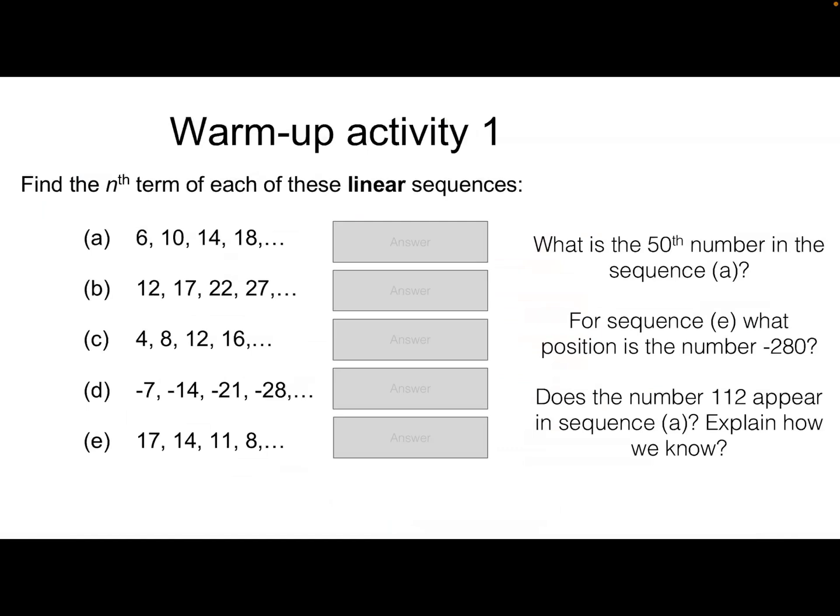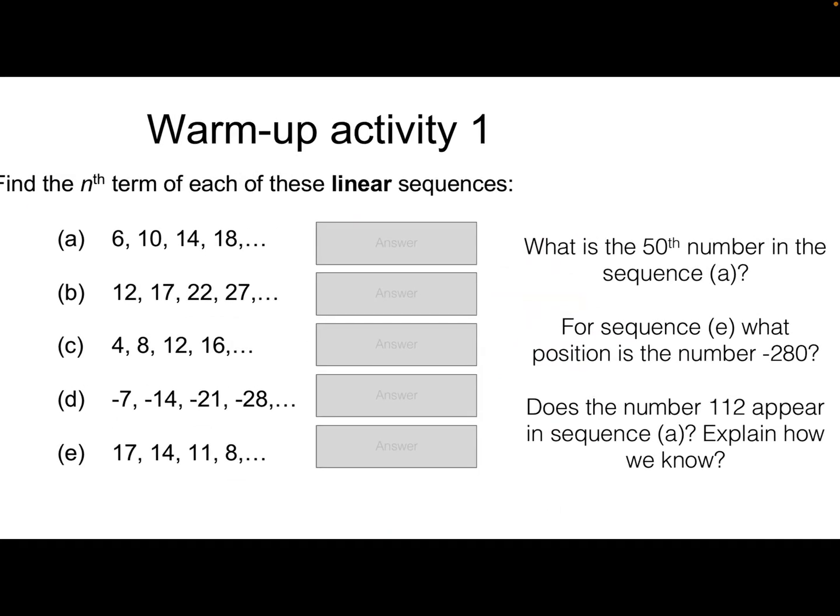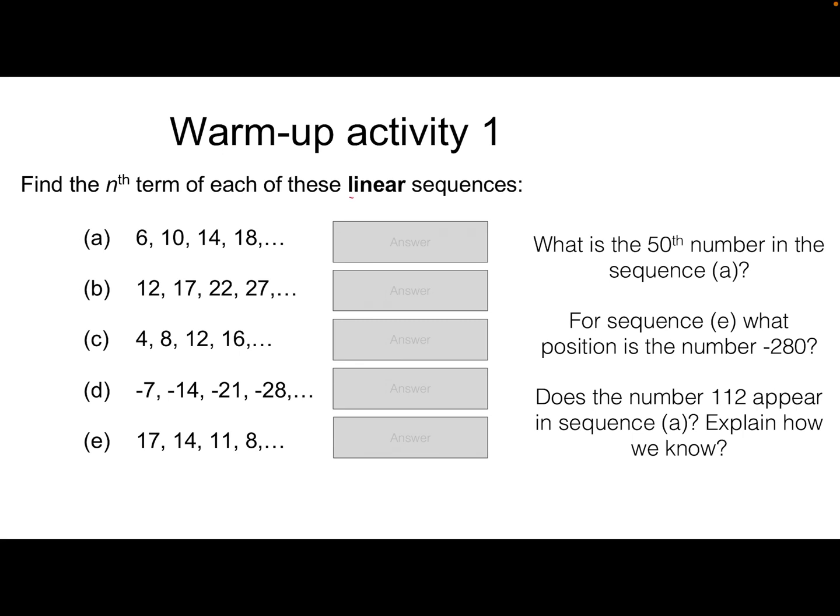And a lot of it I already expect you to know, okay? So I expect you to be able to find the nth term of what we call a linear sequence, otherwise known as an arithmetic sequence. And we can identify a linear or arithmetic sequence because the differences between the terms in the sequence are the same. So, for example, with A, we've got gaps of 4. Okay, so the differences are always 4.